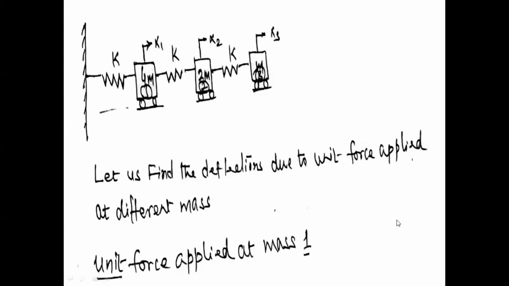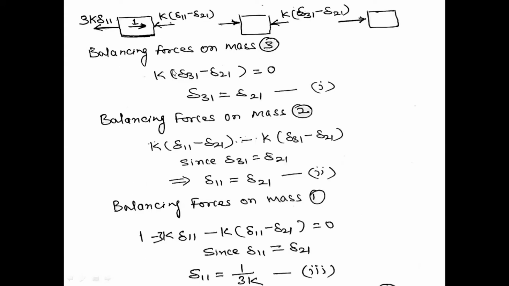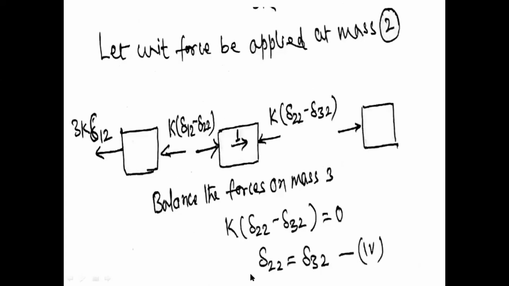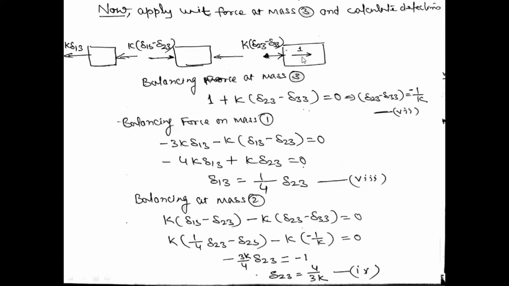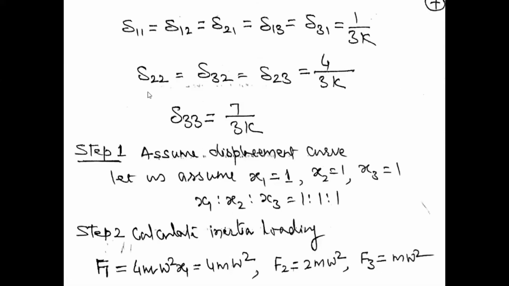So let me go back to the slide. In this way, I apply the unit load and I have calculated the values of all the deflections because of the unit load applied at point 1. In this case, delta 1,1 comes out to be 1 by 3K. And then I'll apply the unit load at mass 2, draw the free body diagram, write down the equations and solve them. Then I'll apply the unit load at mass 3, draw the free body diagram, write down the equilibrium equations, and solve for the deflections. So all 6 values of deflections are calculated like this.